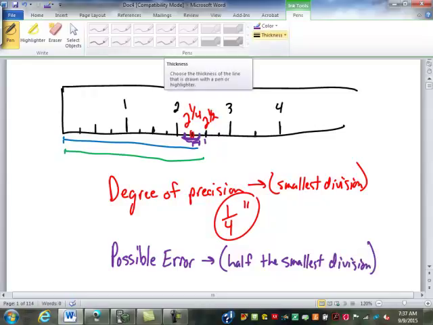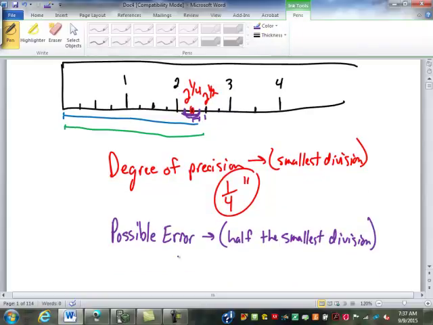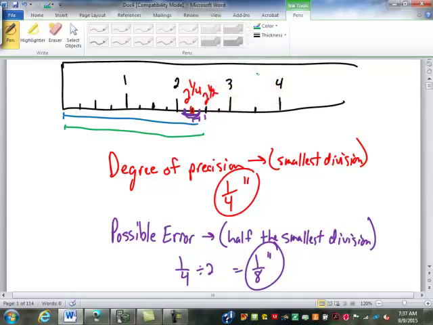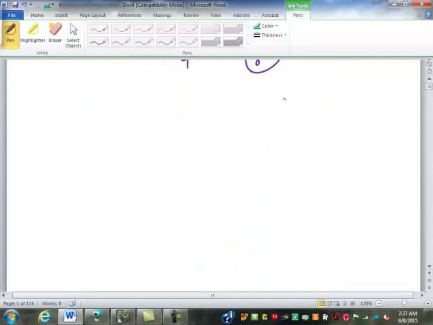So in this case, 1/4 divided by 2, or 1/4 times 1/2, is going to be 1/8 of an inch. So since this ruler has a degree of precision of 1/4 inch, any measurement that it is used to measure could be off by up to 1/8 of an inch, even if it's used absolutely completely correctly.